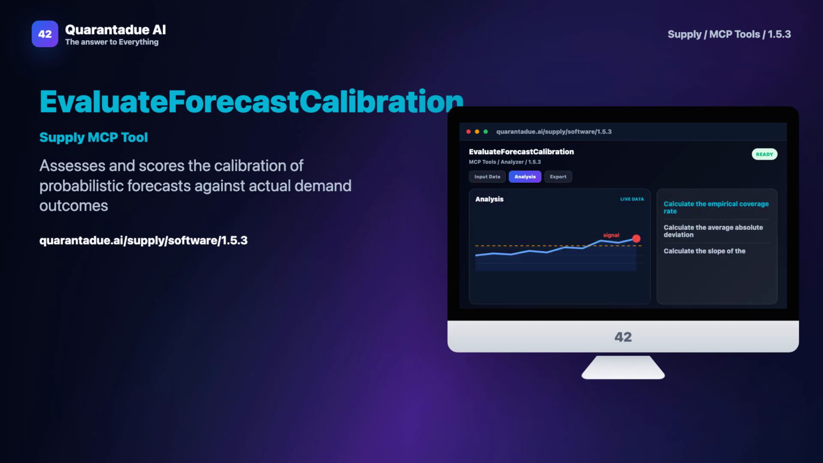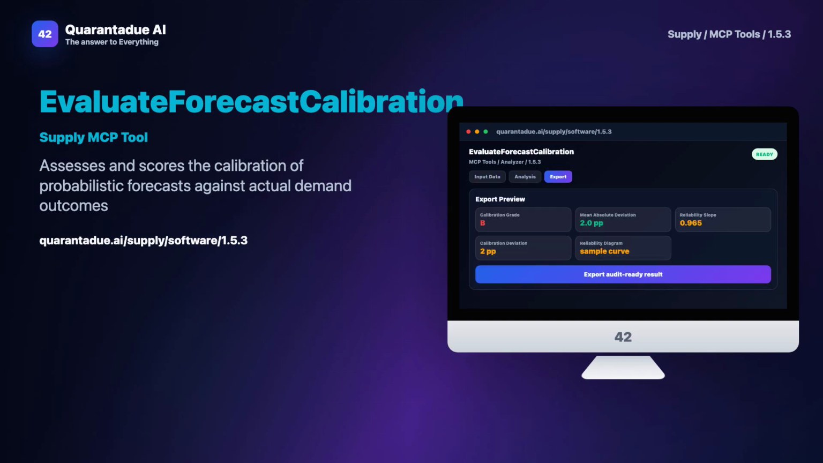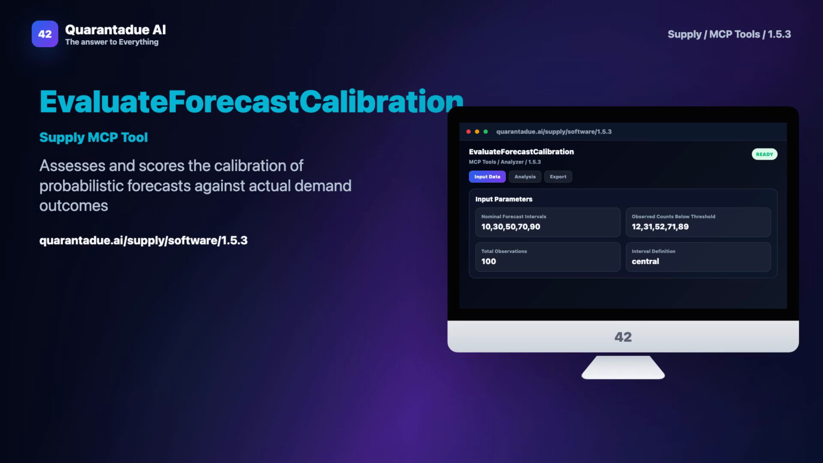In the supply industry, planners use probabilistic forecasts like quantiles to set inventory levels and service targets. But these forecasts are often based on models that aren't validated for calibration.